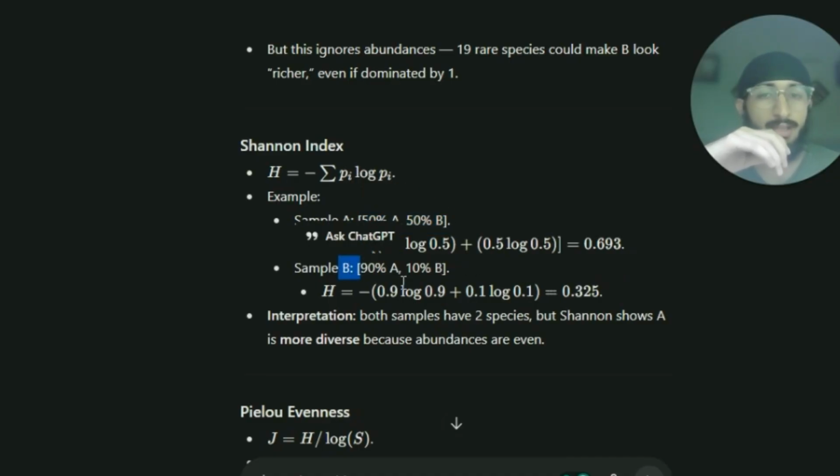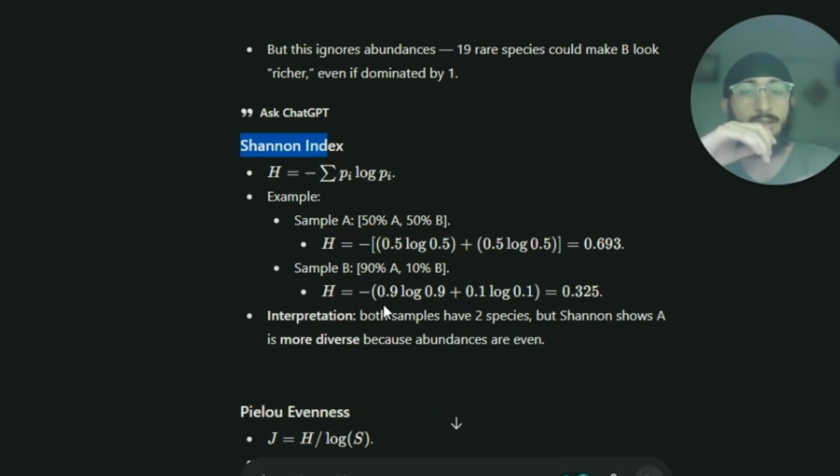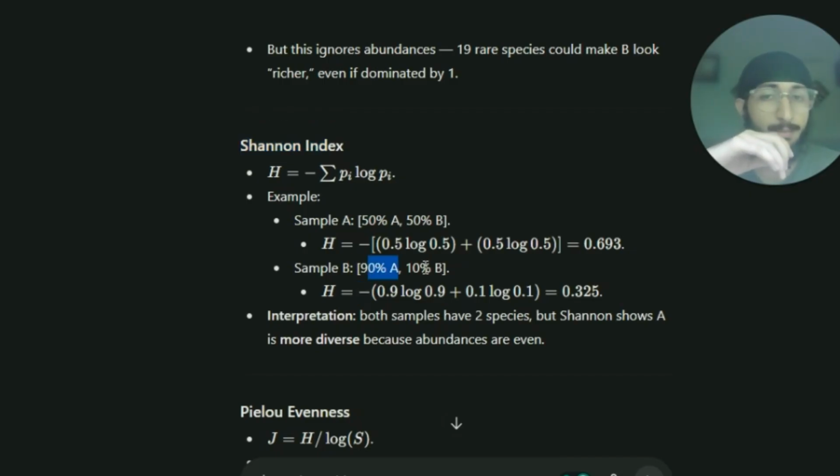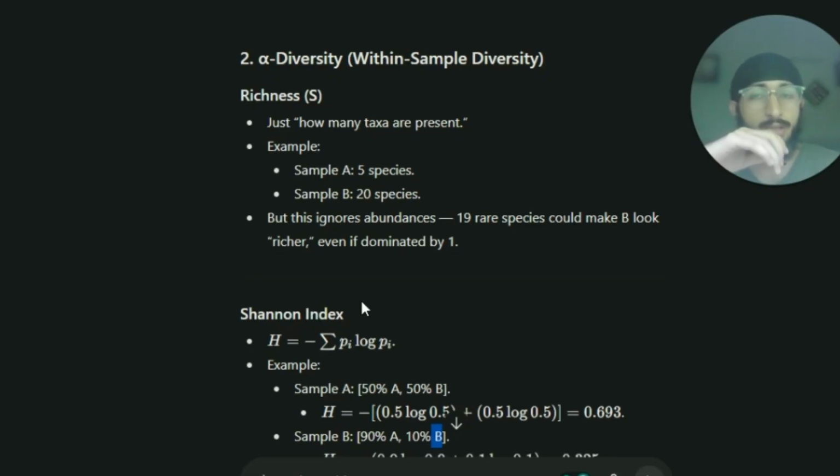In B's case, we have a lower Shannon index value, which means that according to the Shannon index, we have a less diverse sample because the abundances are unequally distributed, 90% of A and 10% of B. So that is one thing.